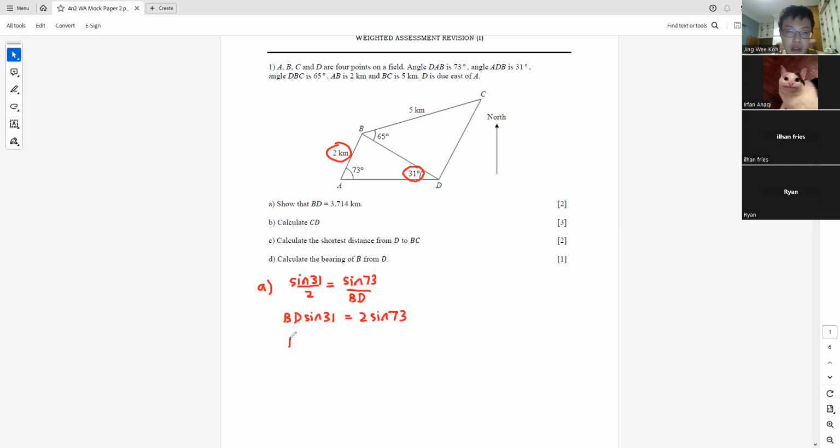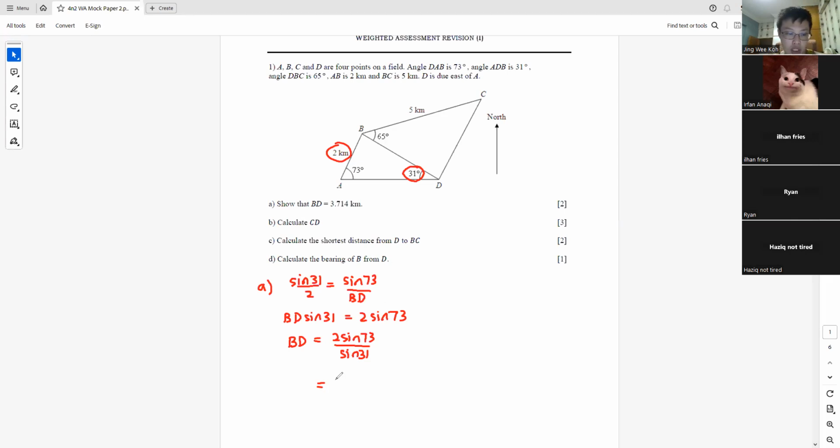Okay, if I want to find BD, what do you do? You bring sine 31 over to the other side. I will divide by sine 31. Okay, from here, just press your calculator to check your answer. Remember to check whether your calculator is in degree or radian mode.